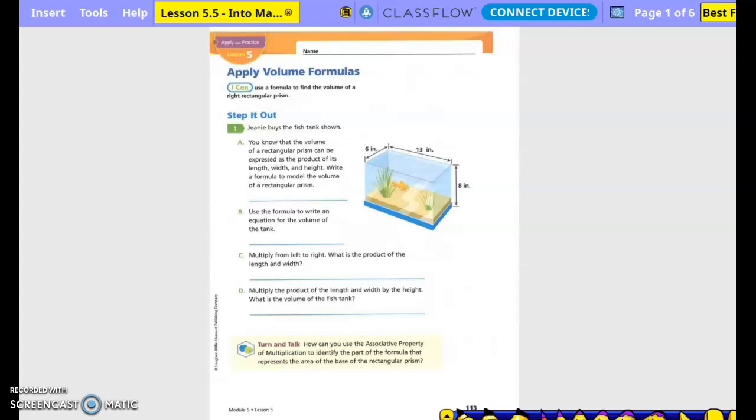Fifth grade math lesson 5.5. Apply volume formulas. I can use a formula to find the volume of a rectangular prism. Step it out. Jeannie buys the fish tank shown.